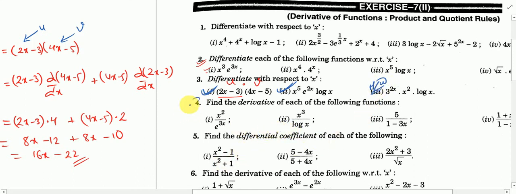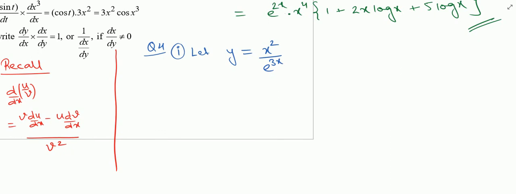Now let us see question number 4. In question number 4 we have to use quotient rule, because you can see this is your u and this is your v, so u upon v. Okay, so let us see. See this question.